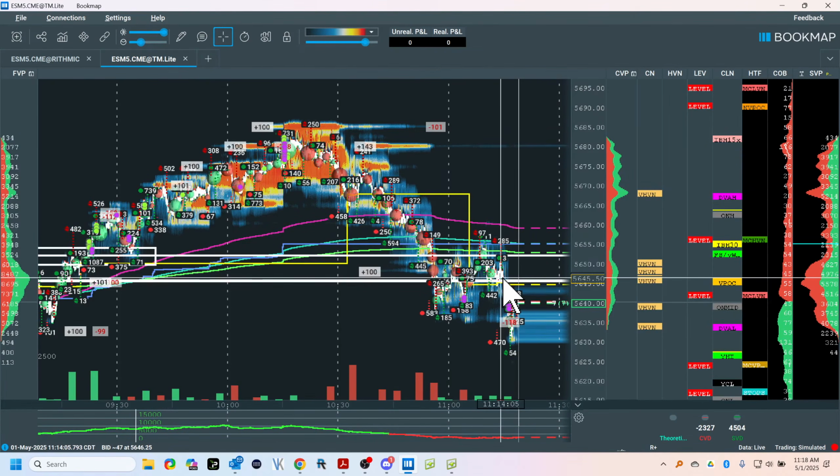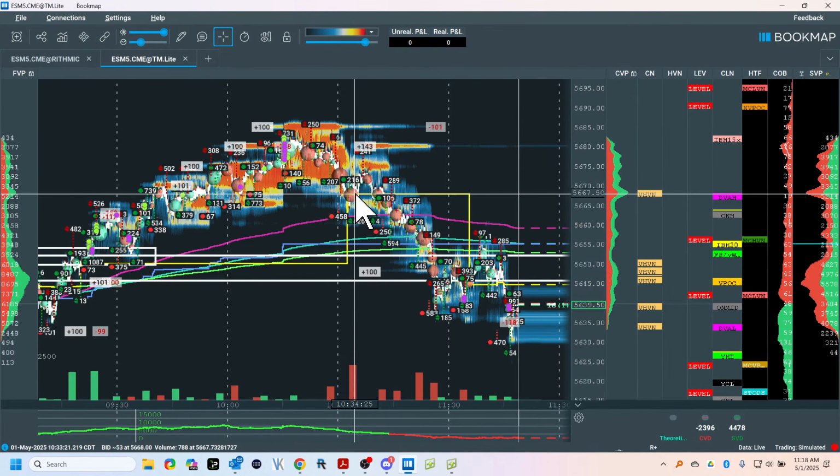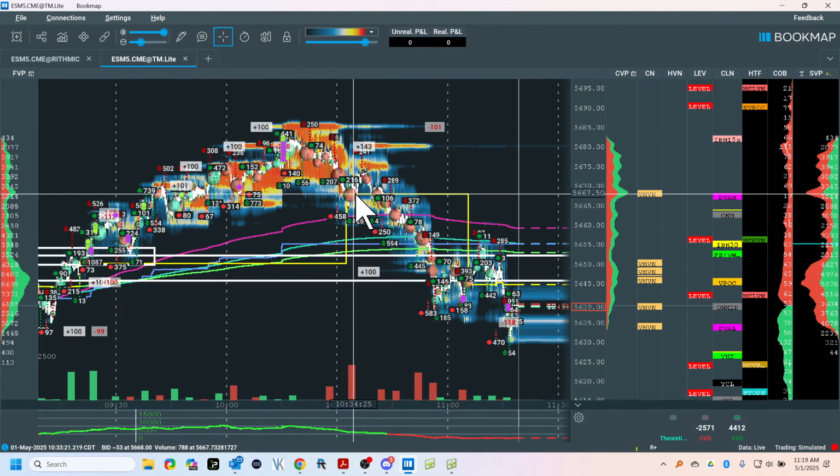I'll do my best. And I want to throw some levels up on here. I have Investor RT as my higher time frame charting software, and I use it to export levels.